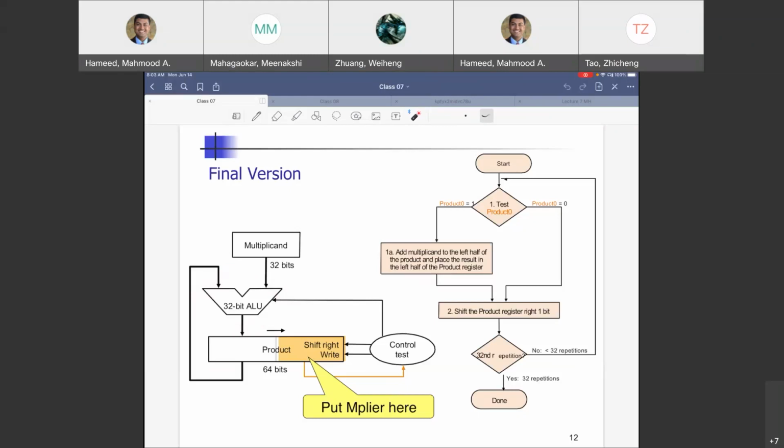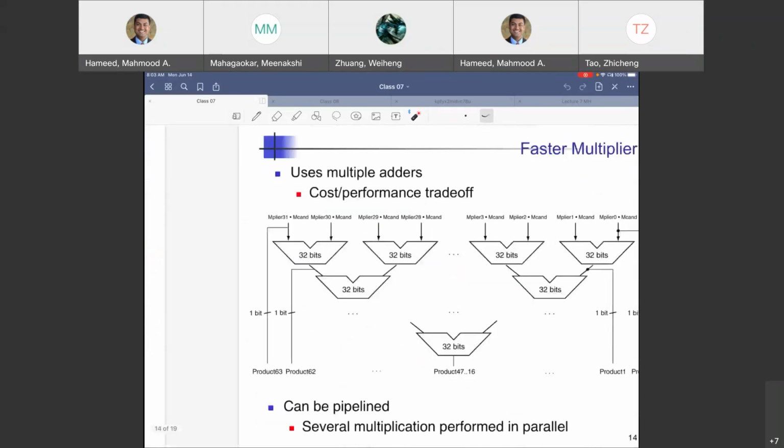Now, what is the bad news here? The bad news is that if I went for 64-bit multiplication and higher bit multiplication, I'm going to linearly increase the number of cycles required, which is pretty bad in terms of speed. You agree with that? So that's the motivation for us to get into a faster multiplier.